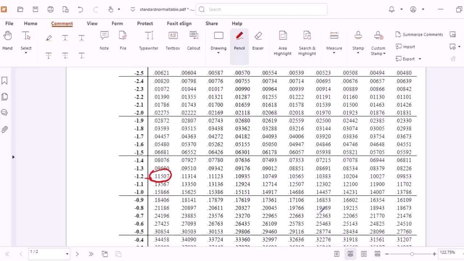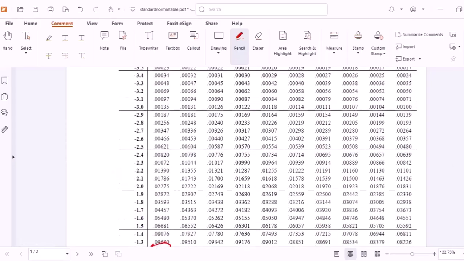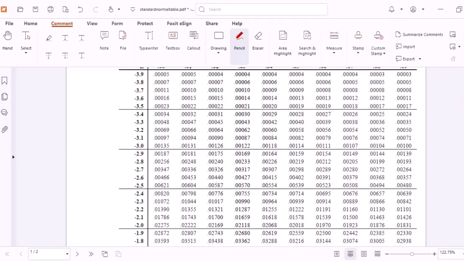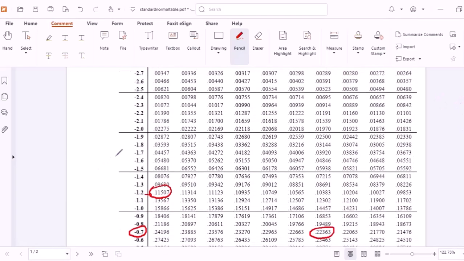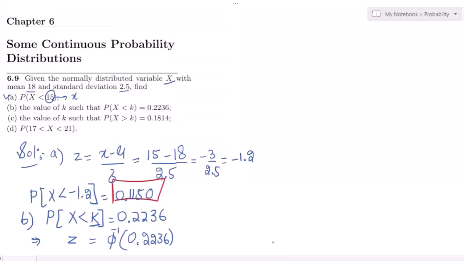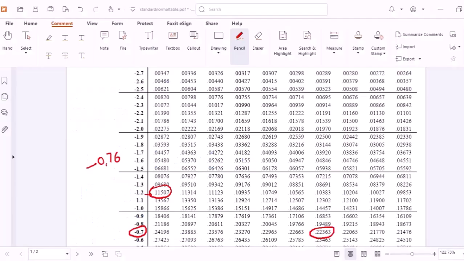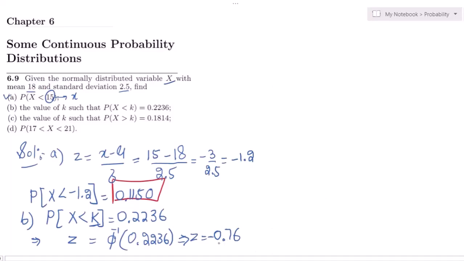0.226. So this is what? This is the 0.2236, and this is for a minus 0.7, and the column it has is this one. This is the 0.6 column, so it would be minus 0.76. Okay, so let me write it here. So the value of z for it is 0.76, but it is negative. Let me see that. Yes, this is minus 0.76. So the value of z is known.